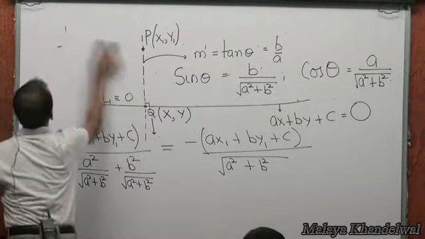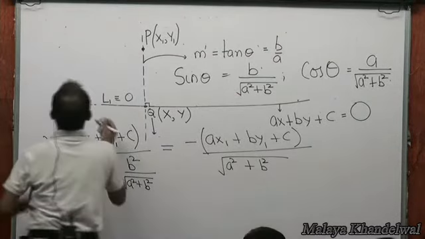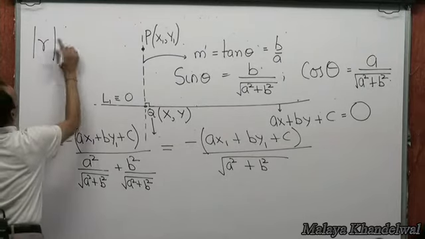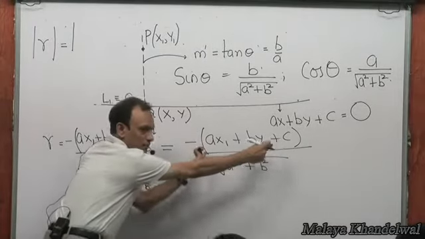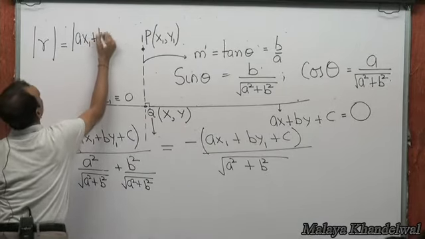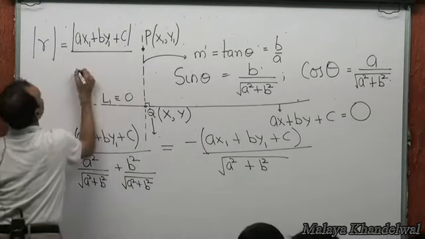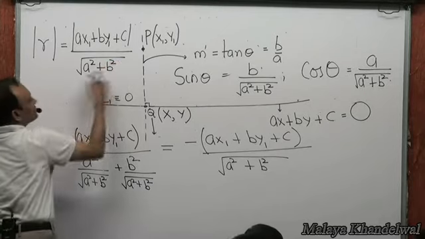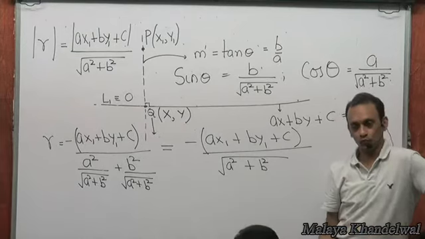So, if I have to find mod r, which represents the perpendicular distance from this fixed line, then mod r is going to be mod. See, this minus gets eaten up. It'll simply be the modulus of this. So modulus of (ax1 plus by1 plus c) divided by root a squared plus b squared, which is the perpendicular distance of (x1, y1) from this fixed line ax plus by plus c equal to 0.